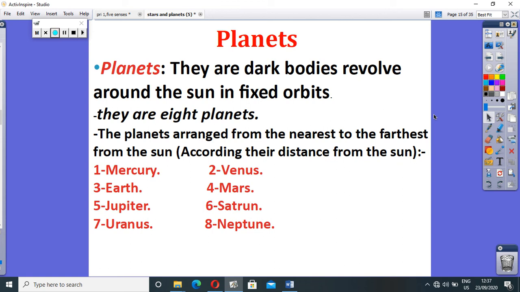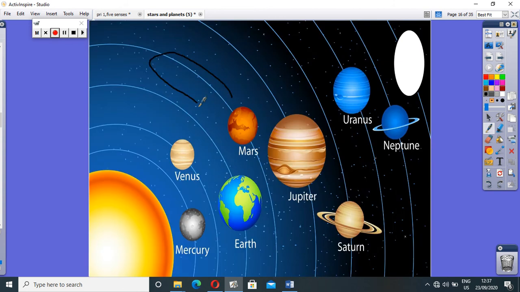But at first, we will define the meaning of planets. Planets, they are dark bodies. Dark bodies means they aren't shiny. They aren't lighting bodies. So, planets are dark bodies that revolve around the sun, moving around the sun in fixed orbits. Yes, this line, Primary 4, is called a fixed orbit. This line that the planet revolves or moves in is called a fixed orbit.